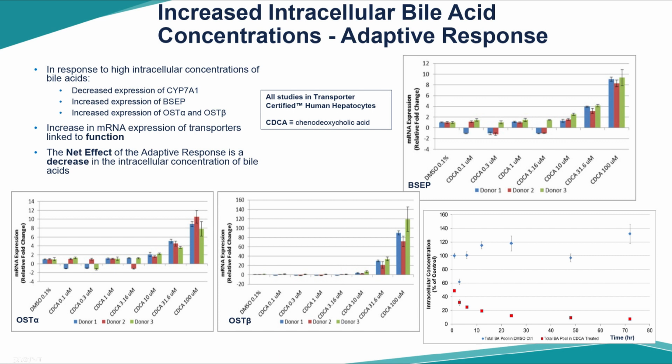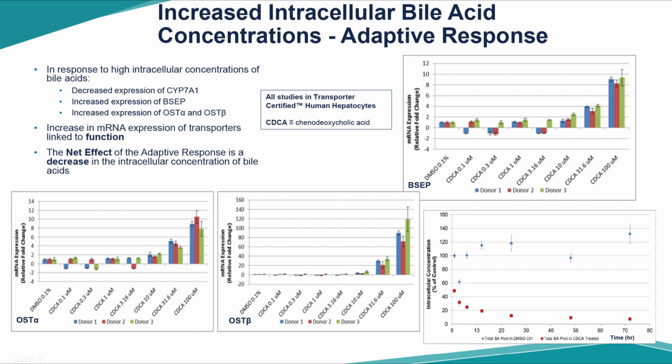Here the different colors are just different lots of human hepatocytes. We use CDCA as our model bile acid, and just increase the intracellular concentrations of that. We're just looking at messenger RNA expression of some of these transporters. So when we increase the intracellular concentration of these bile acids, we induce BSEP, not surprisingly, because it's trying to get more of the bile acids out.